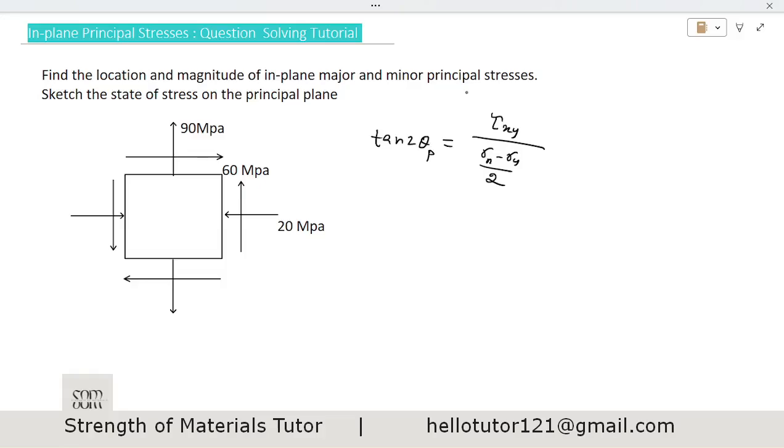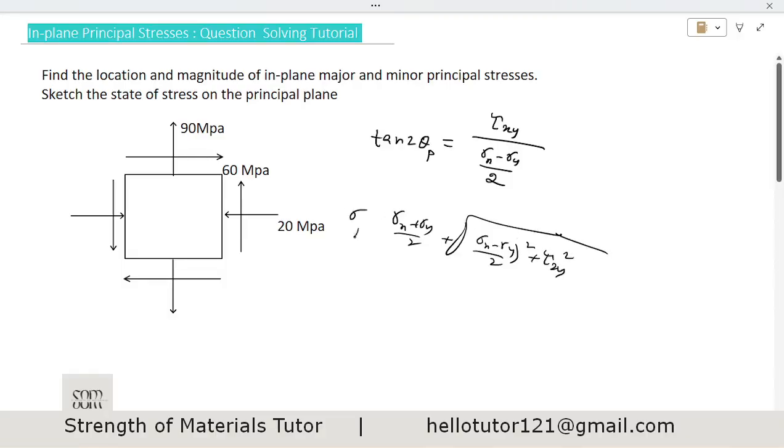Now we can use the formula of the major principal stress, like sigma x plus sigma y divided by 2 plus square root of sigma x minus sigma y divided by 2 whole square plus tau xy whole square. We can use this formula, but what is the problem here? If we find the stresses using this, then we will not know which stress belongs to what plane. This has a problem.